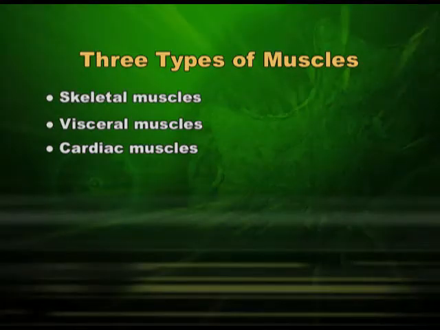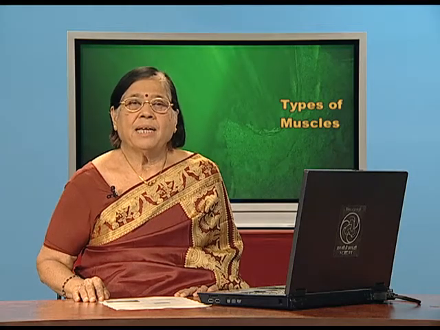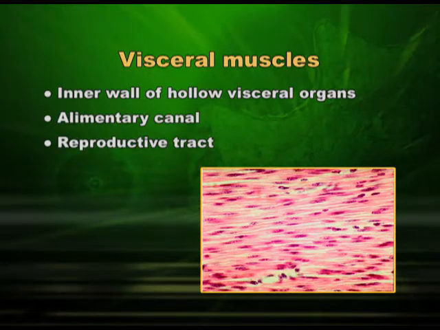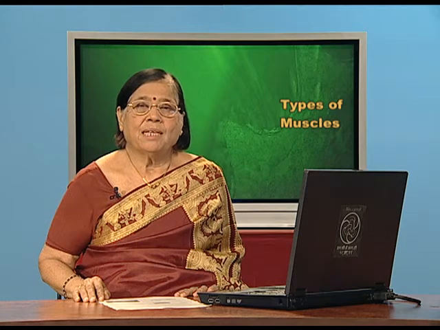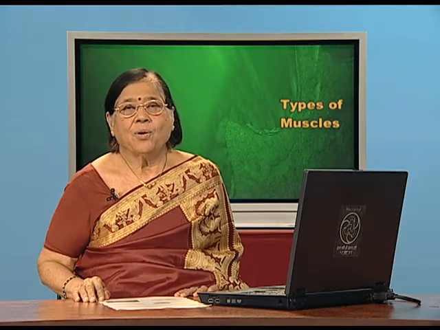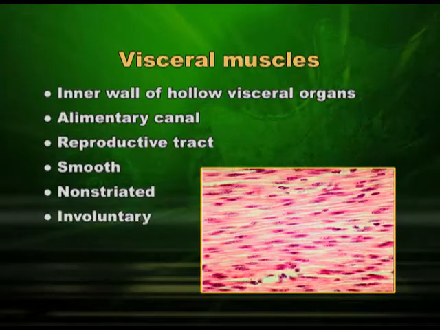The second category of muscles in our body is visceral muscles, which are found inside our body in the hollow regions, like our alimentary canal, like our reproductive tract. These muscles are smooth in nature, that means visceral muscles are smooth, and if you see them under the microscope, they are not striated, they are not striped, and that is why we call them unstriated or non-striated, and that is the reason why we call them smooth muscles. And these muscles are not in our control, they are involuntary in nature.